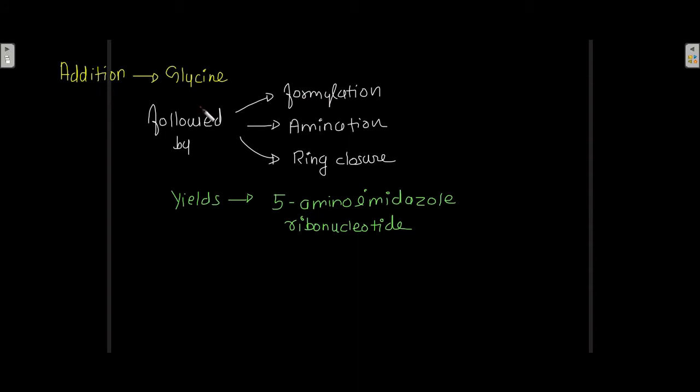Now the addition of glycine followed by formylation, amination and ring closure yields 5-amino-imidazole ribonucleotide. Okay, this compound is produced by the addition of glycine, then formylation, amination and at last ring closure. Now AMP and GMP are formed from IMP. Okay, IMP gives rise to both AMP and GMP.